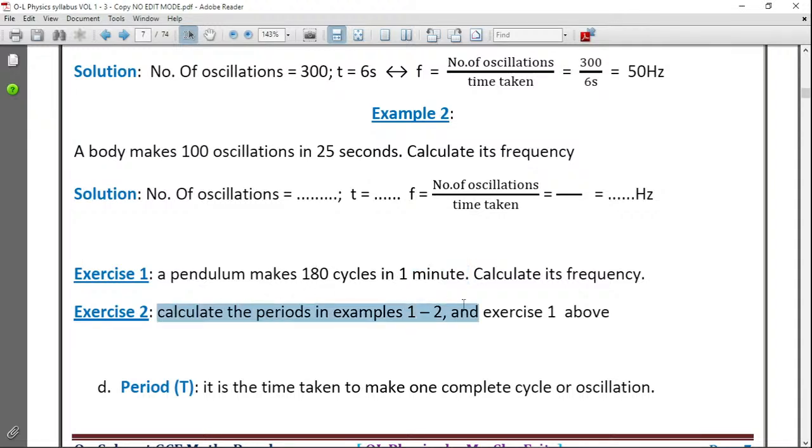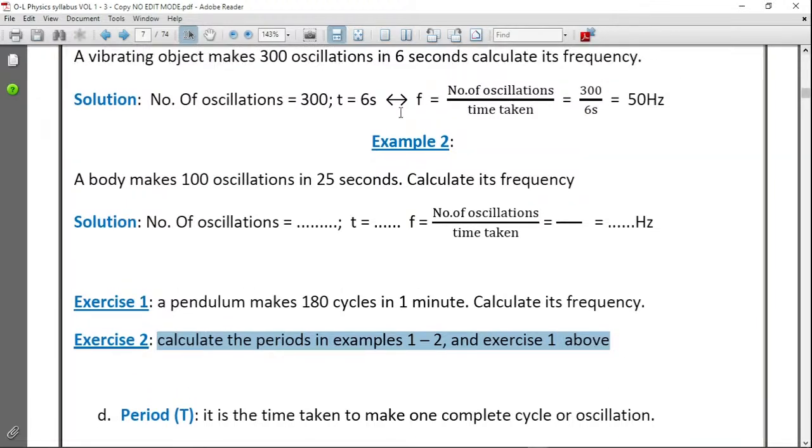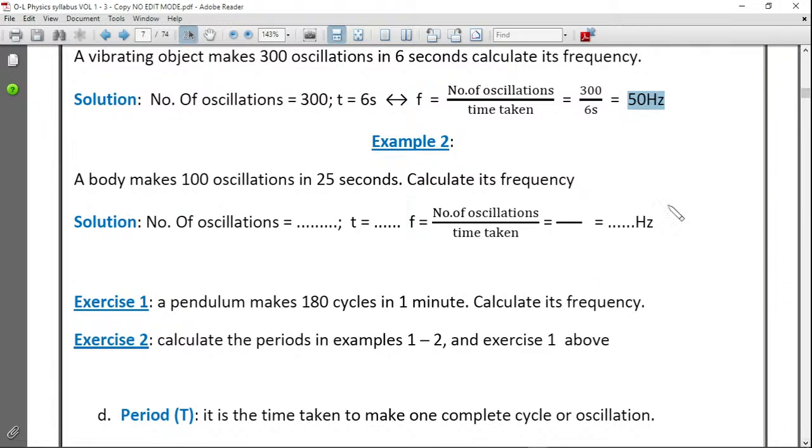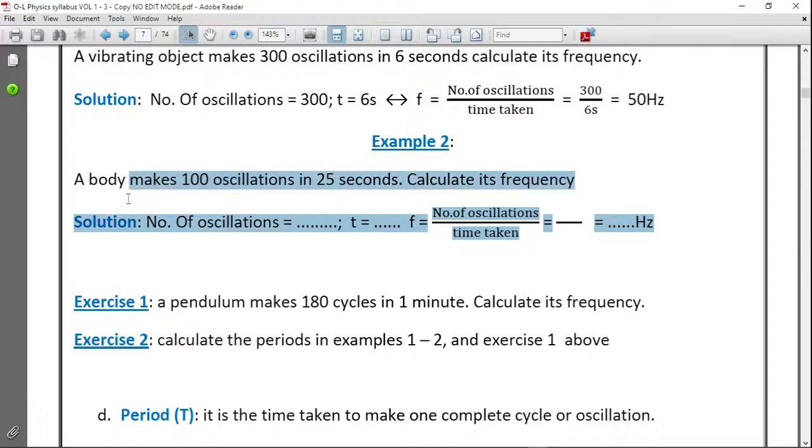Calculate the periods in example 1 and 2 above. For example 1 above, the object made 300 oscillations in 6 seconds. So the period will be 6 seconds divided by 300, or 1 divided by 50 hertz. And that gives us 0.02 seconds. And for the second example, this object has made 100 oscillations in 25 seconds. So the period will be 25 seconds divided by 100, which is 0.25 seconds. That's the period.